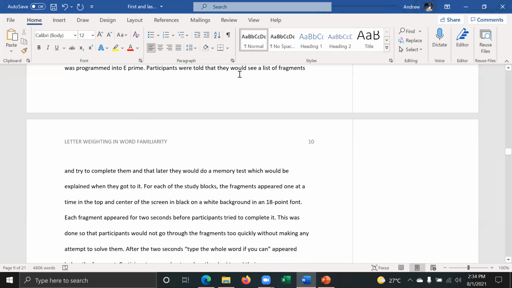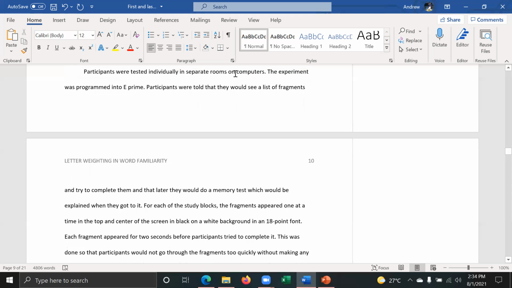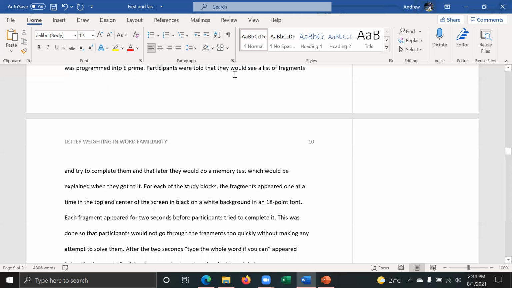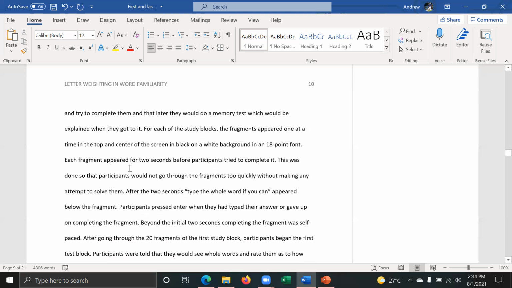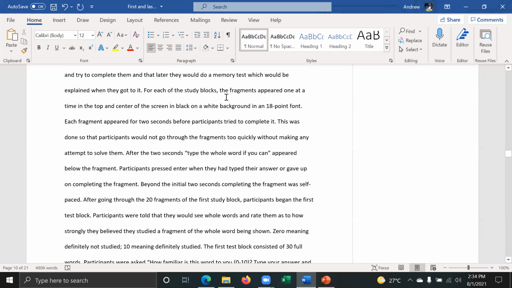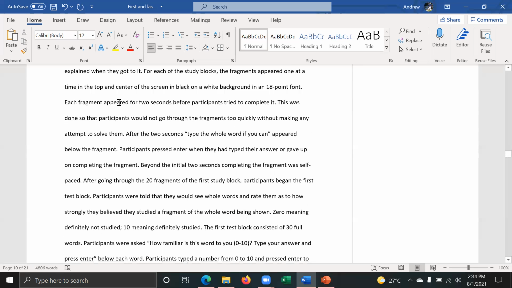Remember I said instructions are important. If you think about it, someone could certainly approach the study differently depending on how you instruct them. So if you tell them to remember something, they're probably going to try harder to remember it than if you don't. So that's where it's important to include the instructions. Participants were told that they would see a list of fragments and try to complete them, and later they would do a memory test which would be explained to them when they got to it. Okay? Again, lots of detail here for each of the study blocks.